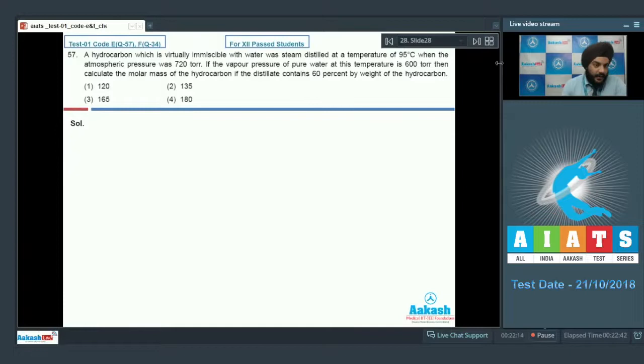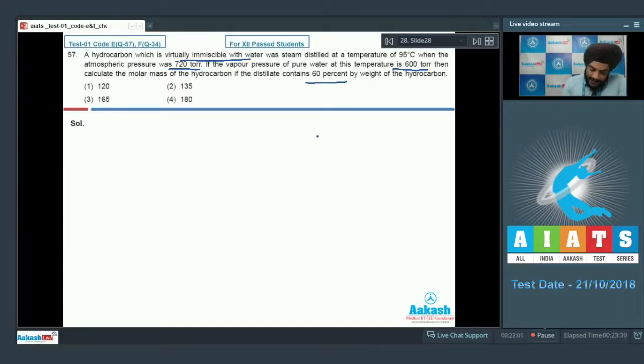Question 57. A hydrocarbon which is virtually immiscible with water was steam distilled at a temperature of 95 degrees C when the atmospheric pressure was 720 torr. If the vapor pressure of pure water at this temperature is 600 torr, then calculate the molar mass of the hydrocarbon if the distillate contains 60% by weight of the hydrocarbon.